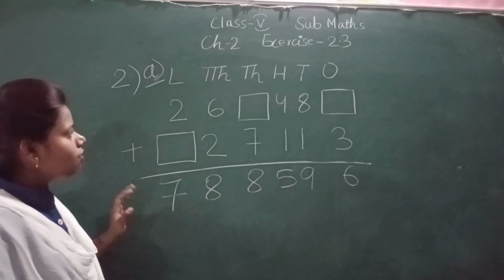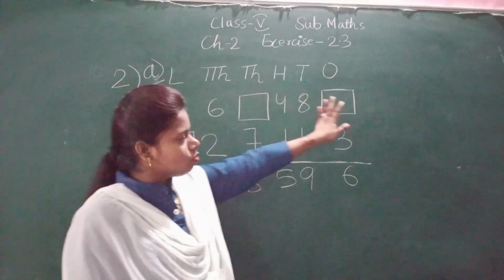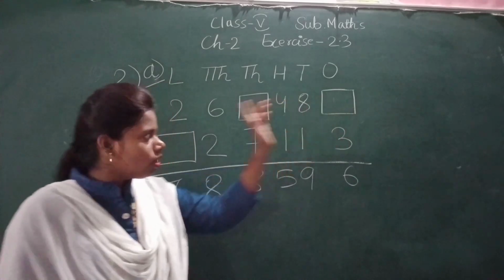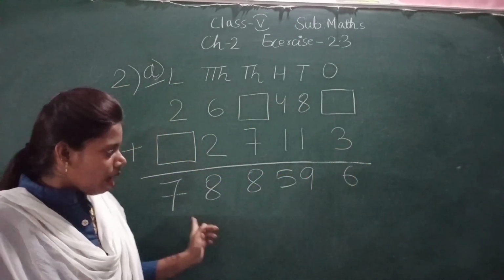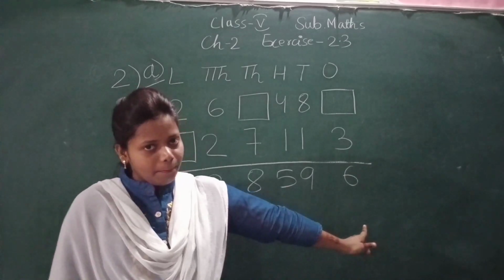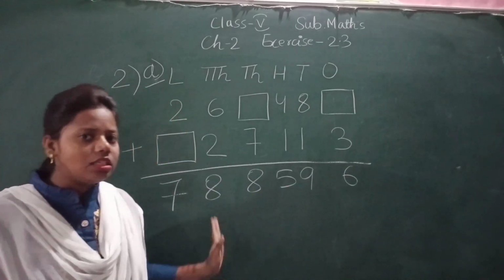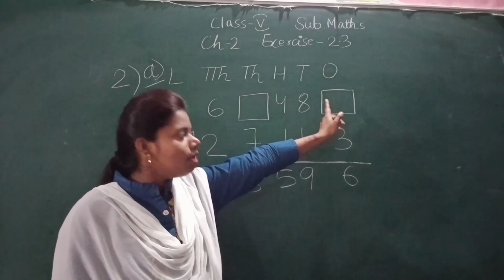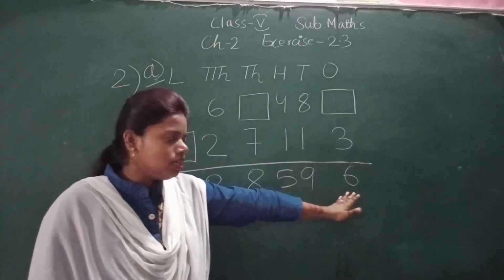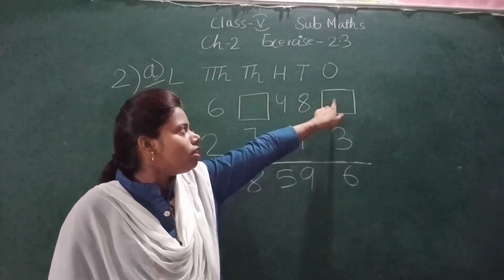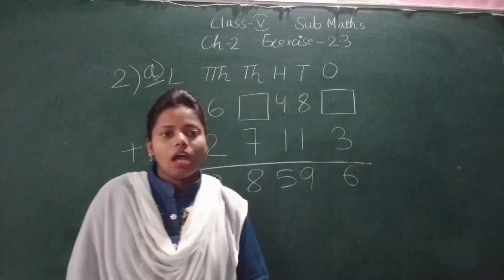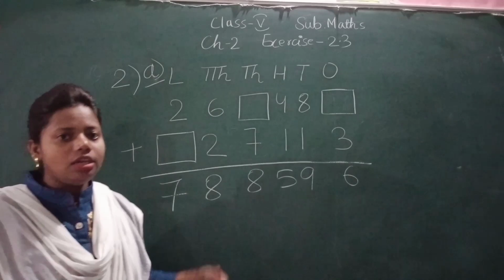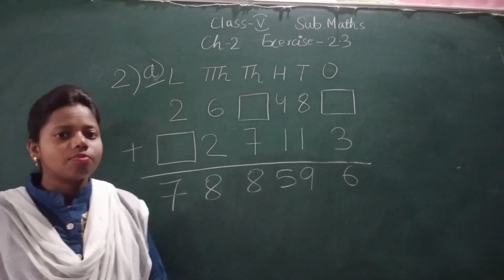Now I have already told you that we call this one origin. This one we call addend. And after addition, what we get is the sum. This is the sum. To find the sum is very easy. When we add origin and addend, we get the sum. Now how to get this origin? How to find it?